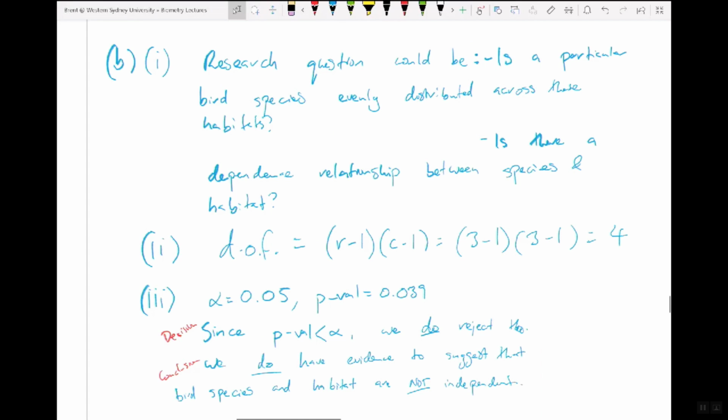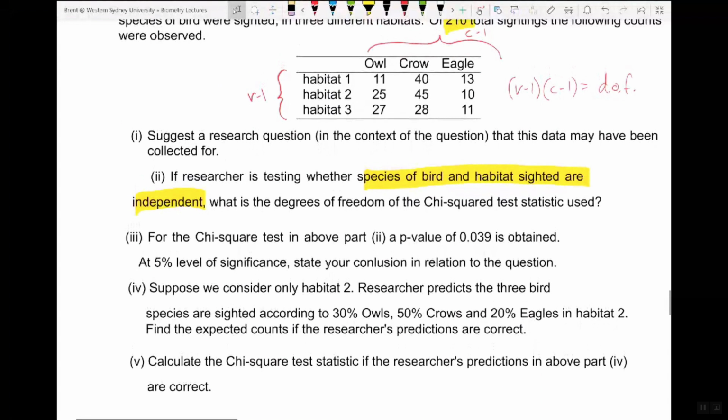So for part 4, how do I calculate my expected counts? First, I want the total number of birds in that particular habitat, in habitat 2, which was 25 plus 45 plus 10, which comes out to be 80. So there were 80 birds in total.